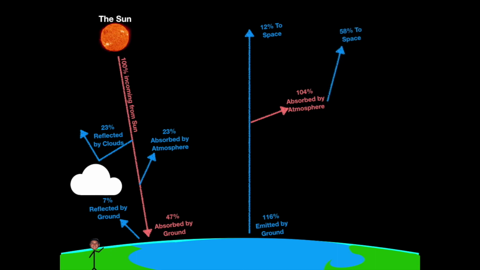So when a greenhouse gas absorbs energy and emits that energy in the form of heat, it is emitted in all directions. So some of that energy is emitted upwards towards space. The rest of it is directed towards the ground. In this case, 98% of that original 116 makes it back to the ground.